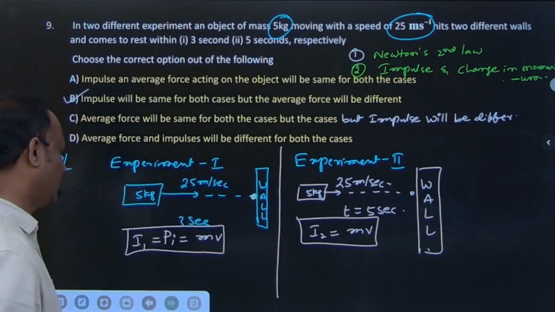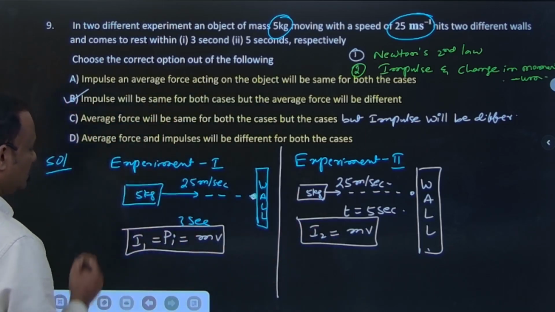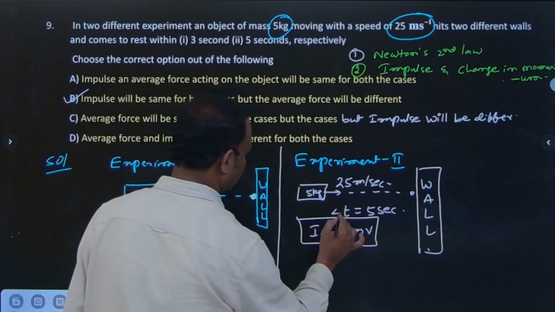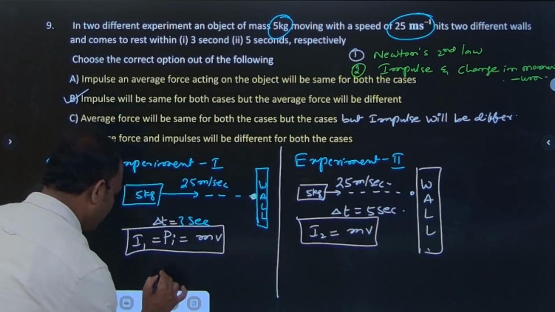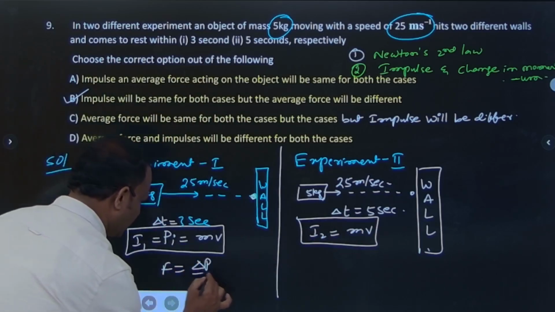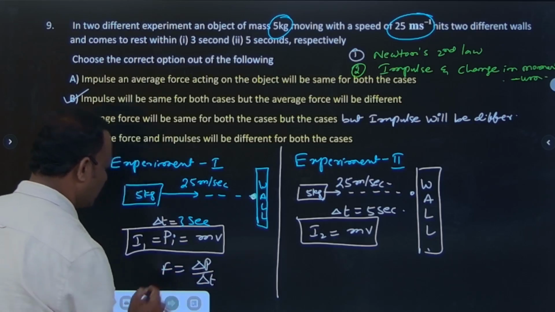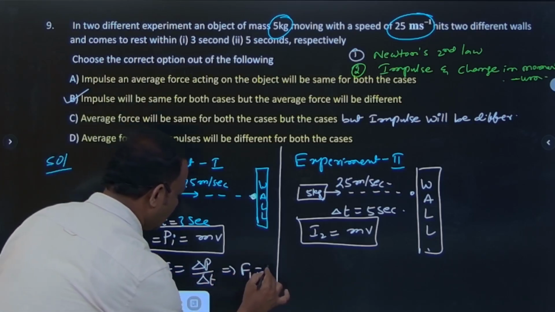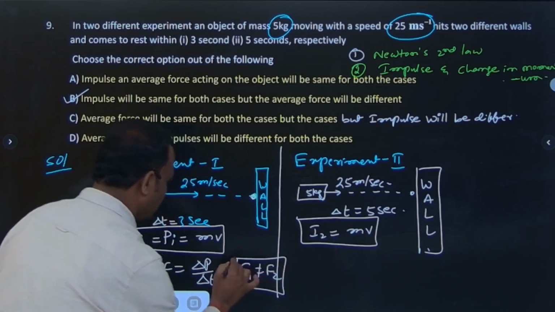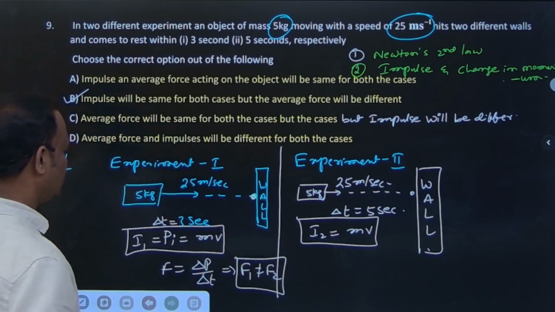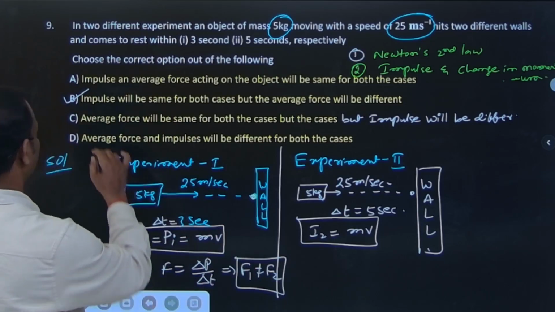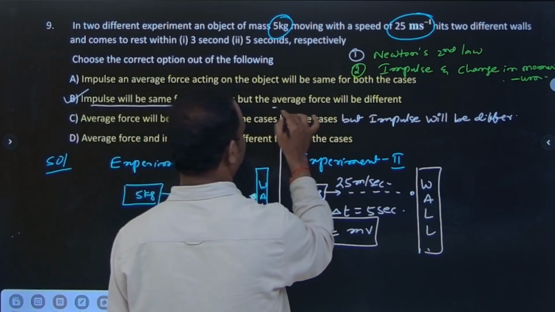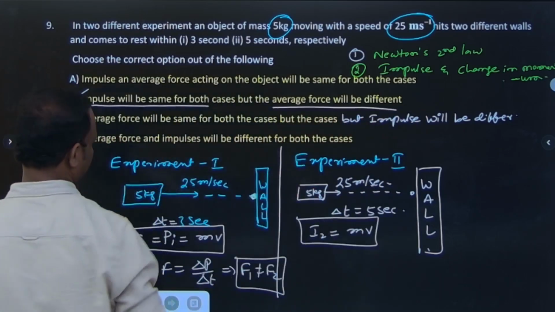So momentum is the same in both cases. But time is different. Delta t is given as 3 seconds and delta t is given as 5 seconds. So when you write force is equal to delta P by delta t, delta t differs, which means force is not the same. Average forces are not equal. The momenta are the same, but forces differ. Impulse will be the same for both, but average force will be different. So surely option B is correct.